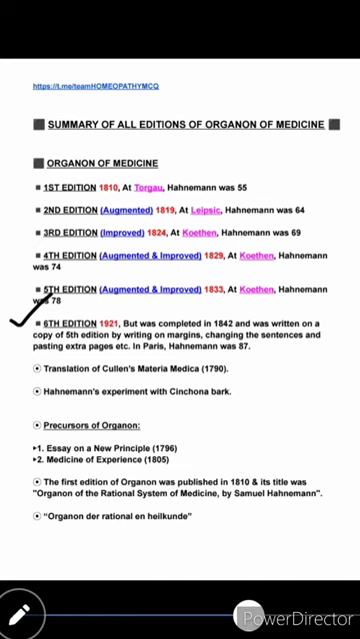Now the time is up, only the last part is remaining. So we will discuss it in the next lecture. It is the plan of the Organon. We will try to finish this topic in the next lecture, or the fourth part.